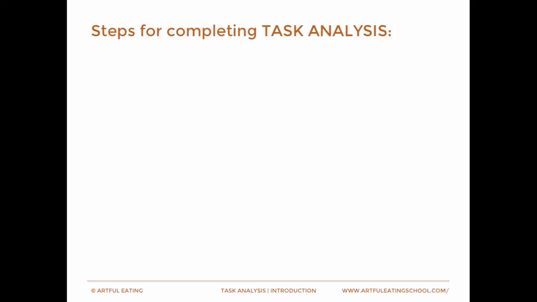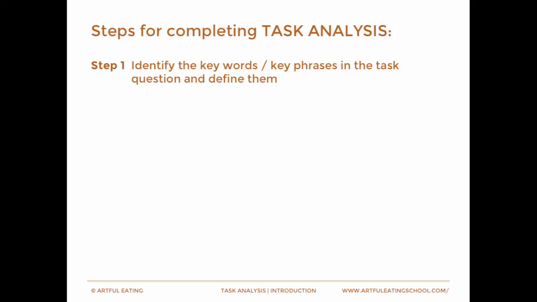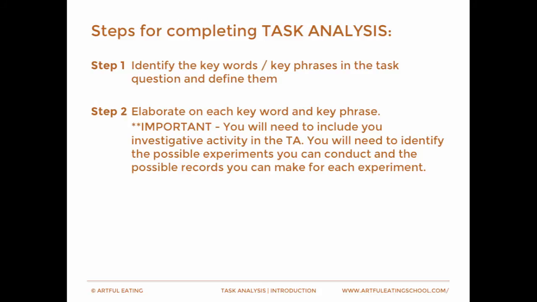So here are the steps for completing task analysis. Step 1, identify the keywords, key phrases in the task question and then define them. Step 2, elaborate on each keyword and key phrase. Importantly, you will need to include your investigative activity in the task analysis, so you will need to identify the possible experiments you can conduct and the possible records you can make for each experiment.